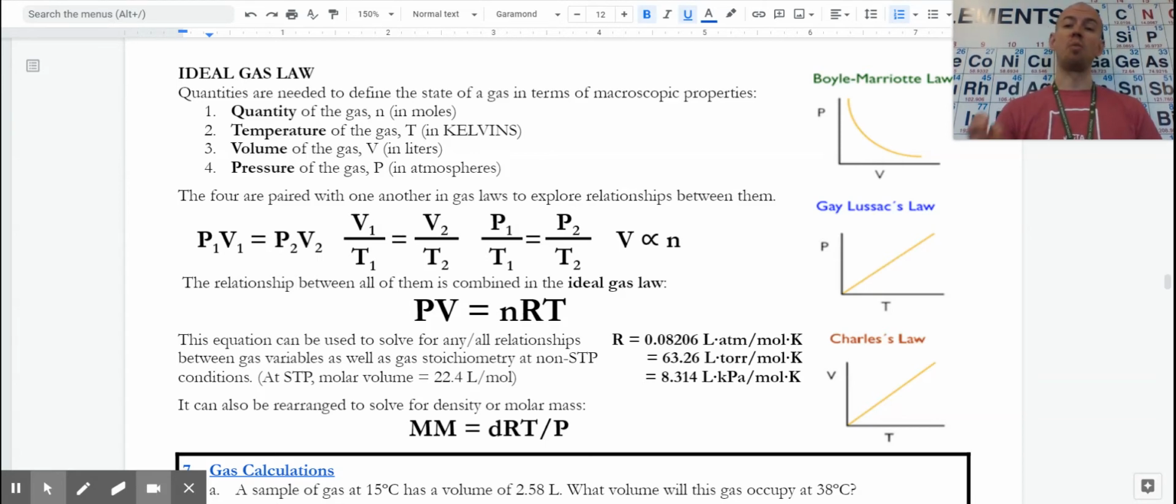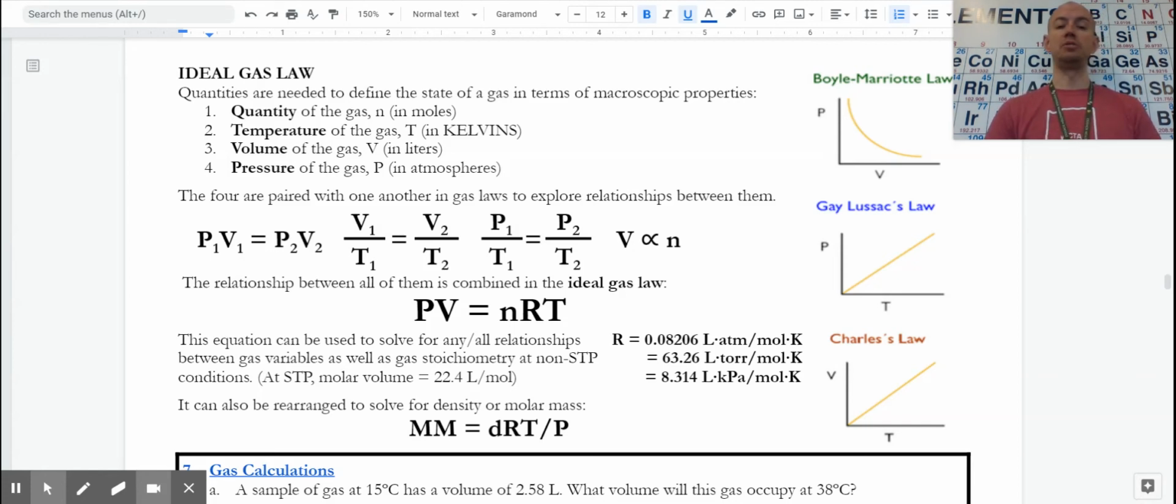R is based upon what pressure unit you are using. We're probably most familiar with atmospheres as our pressure unit, although the AP exam does give us the value if we are using torr as our pressure unit, and also gives us 8.314. It writes it as joules per mole Kelvin, but a joule is also defined as a liter kilopascal. So if you have kilopascals and liters, you can use the 8.314.